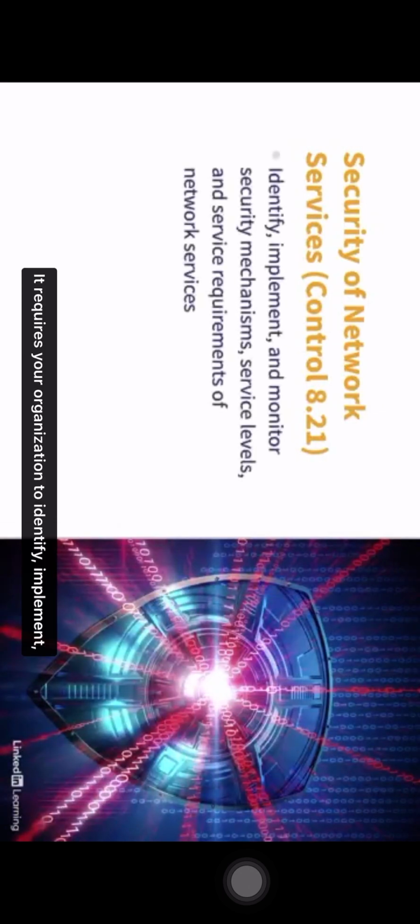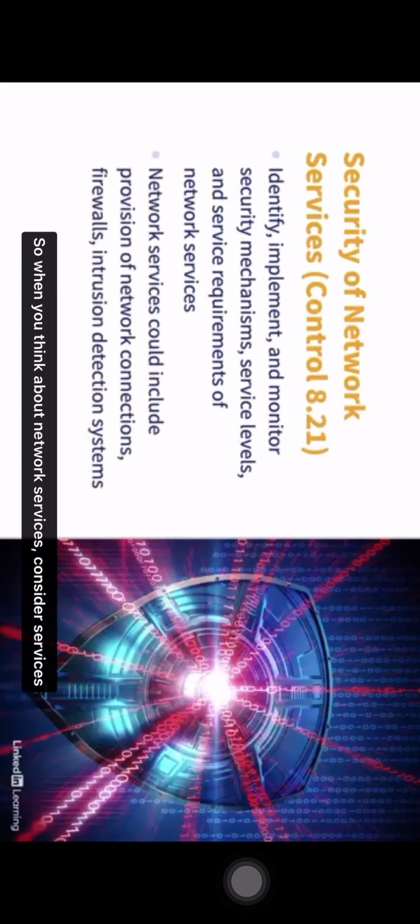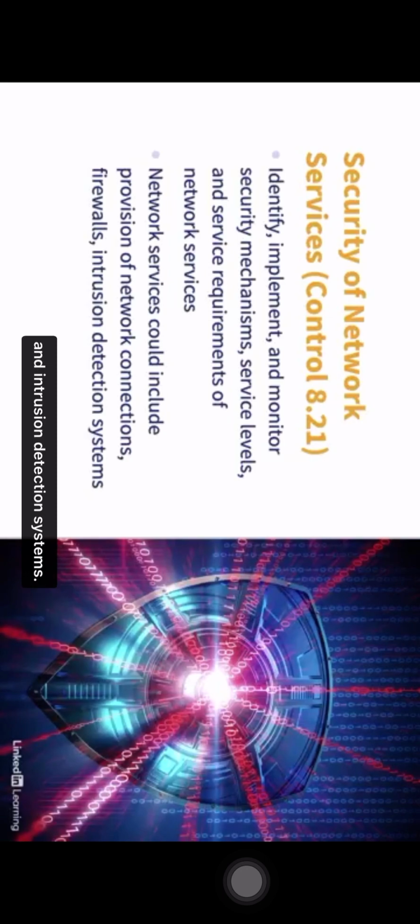The next control is 8.21, Security of Network Services. It requires your organization to identify, implement, and monitor security mechanisms, service levels, and service requirements of network services. So when you think about network services, consider services like the provision of network connections, firewalls, and intrusion detection systems.